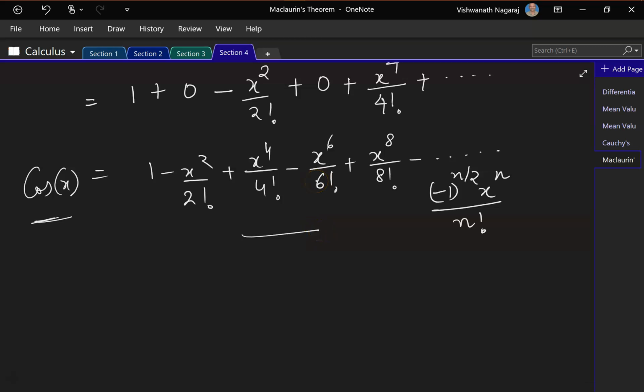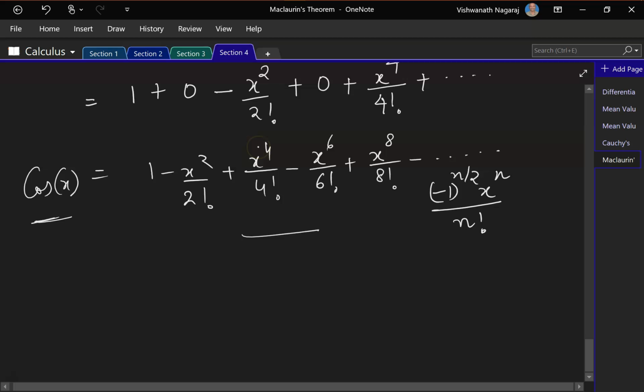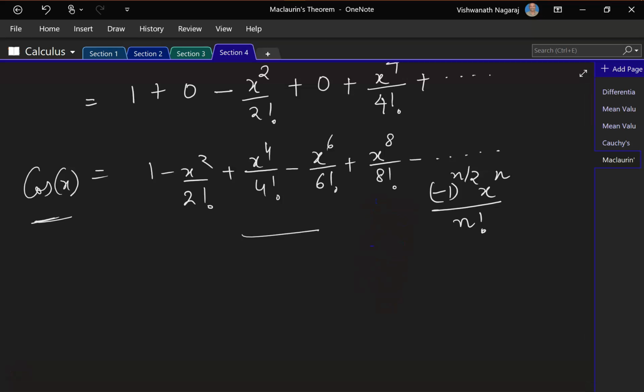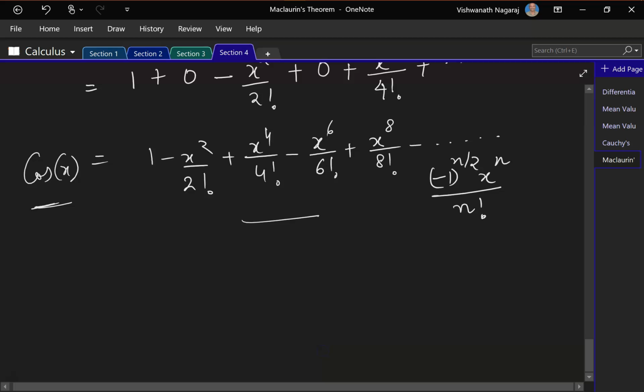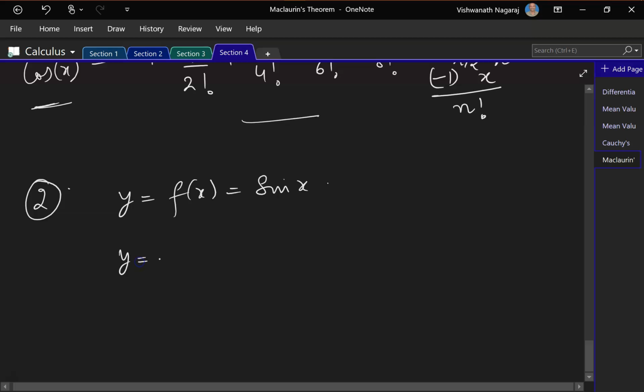And especially when we look at infinite series, summation up to infinity, whenever we end up with this type of expression, we substitute it with cos x. Just like for cos x, let's do it for sin x. So let's do the second one. y is equal to f of x is equal to sin x.